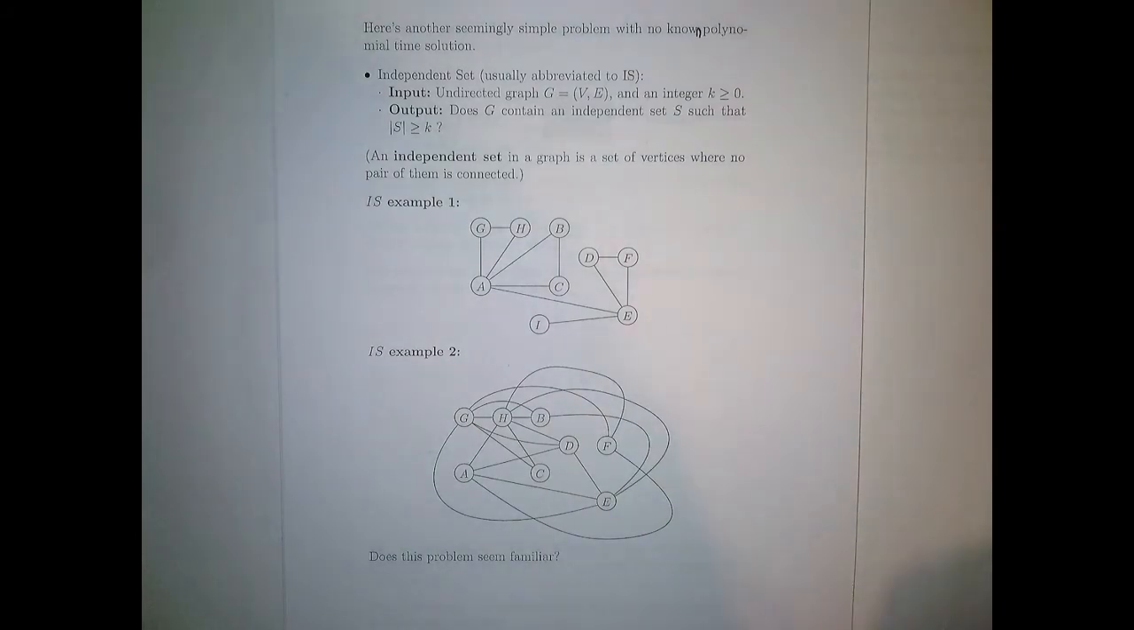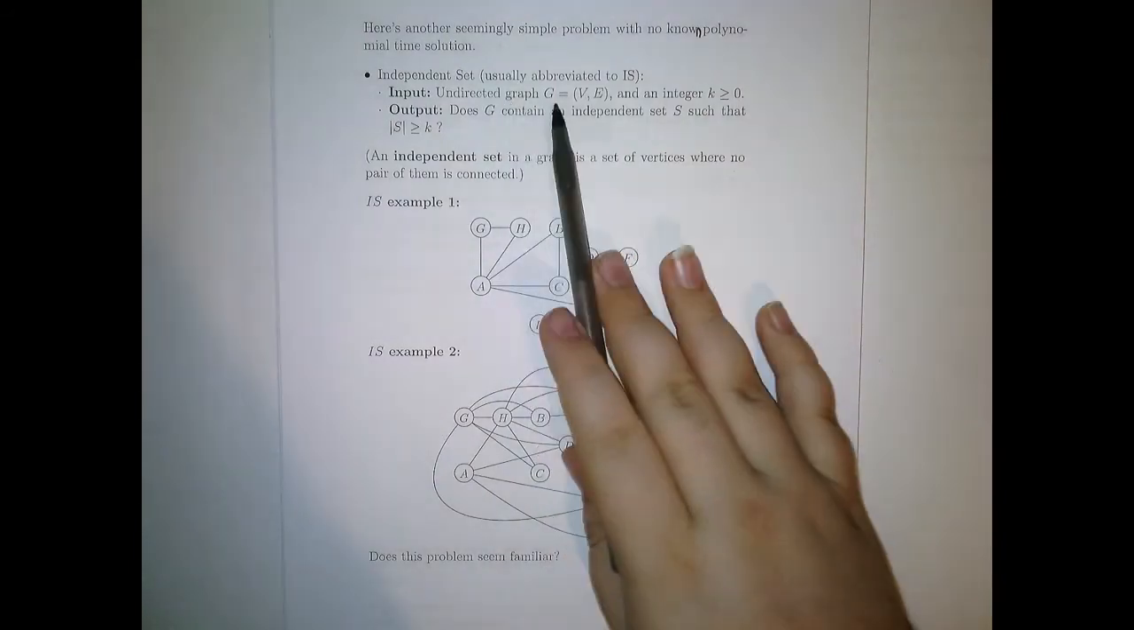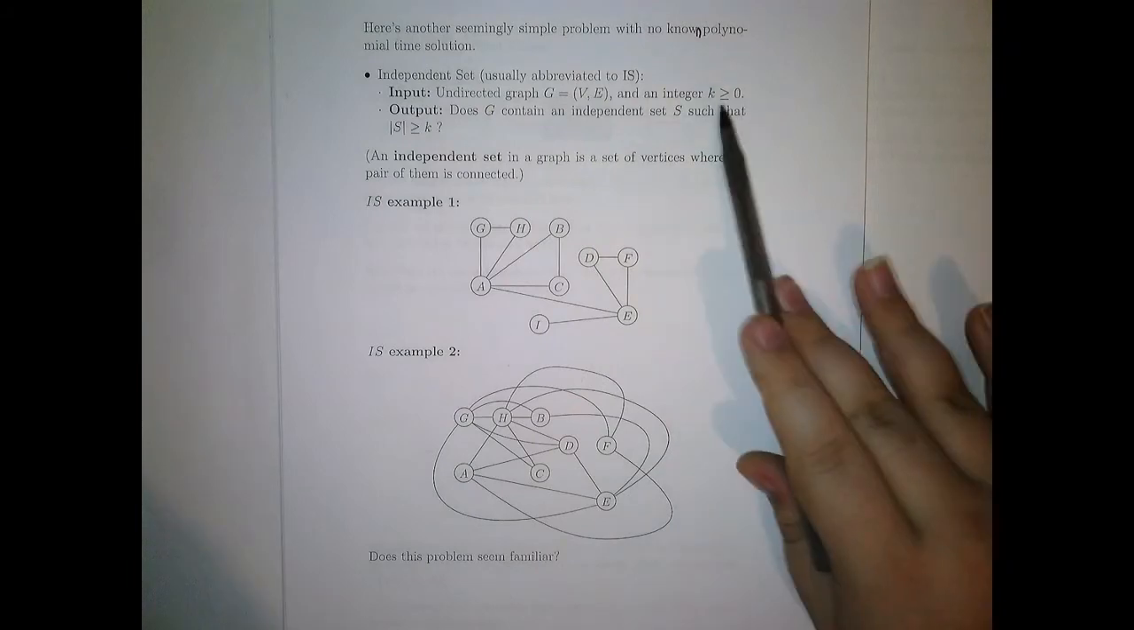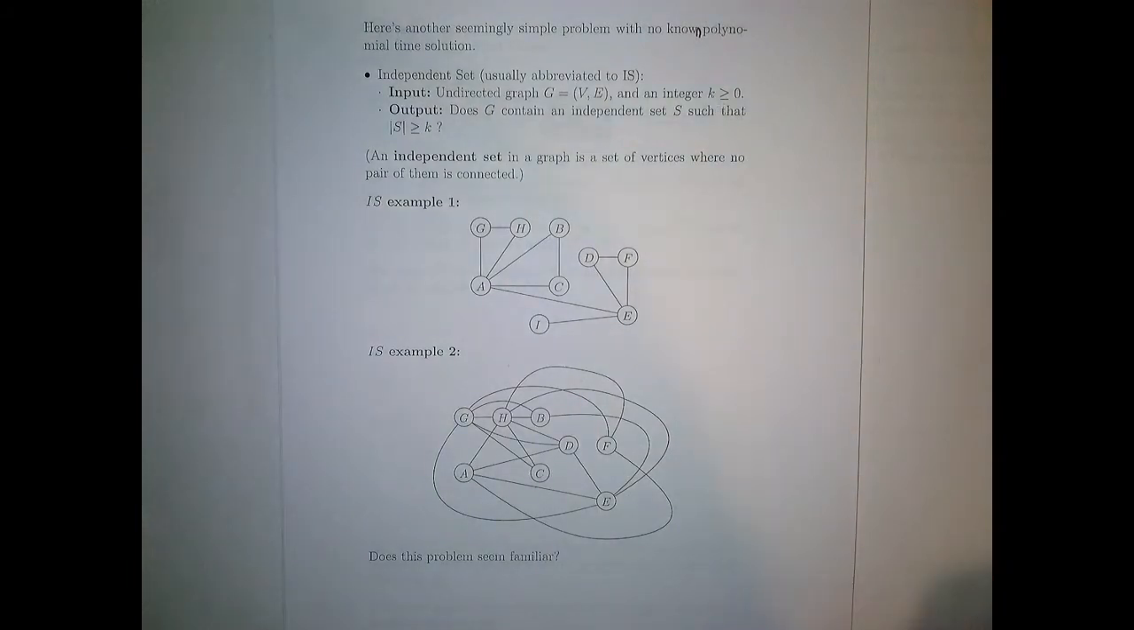Let's start today by looking at another seemingly simple problem, but one which has no known polynomial time solution, no efficient known way to solve it. This is the independent set problem. You'll see this abbreviated in my notes to just IS for independent set. The input is again an undirected graph, just a graph, vertices and edges, and also an integer k. Same sort of input you saw for Clique as well.